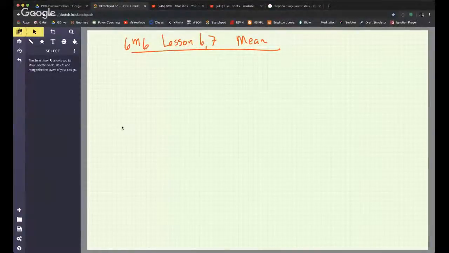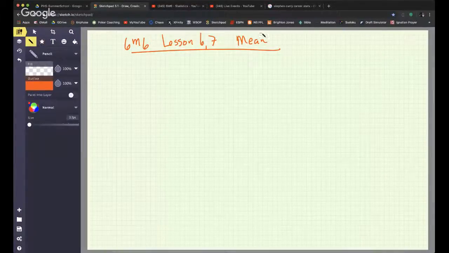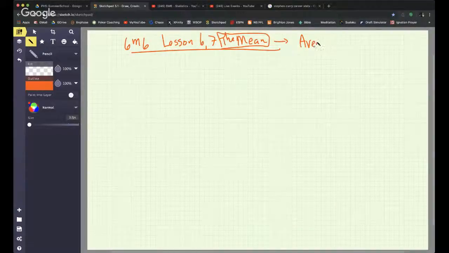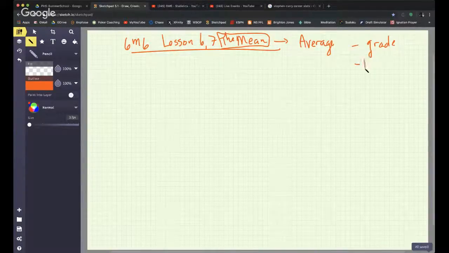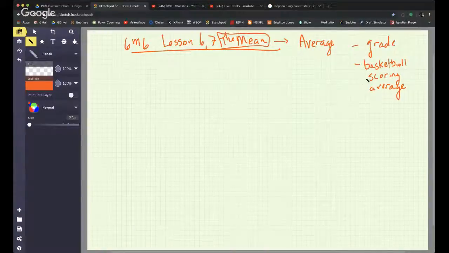So again, lesson 6 and 7, the mean. Okay, the mean is another word for average. You've probably heard about this. You probably have an average grade in your class. You've probably heard of a basketball scoring average, and we'll look at an example of how we calculate that later.